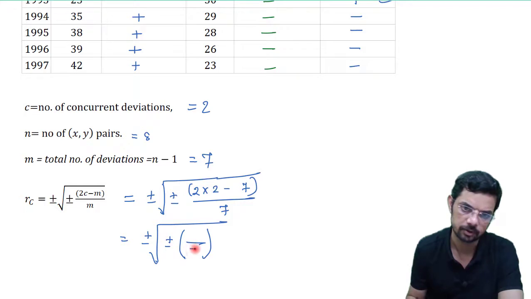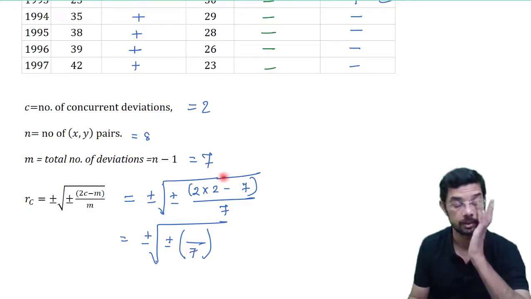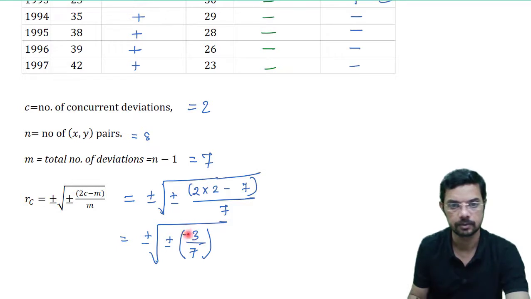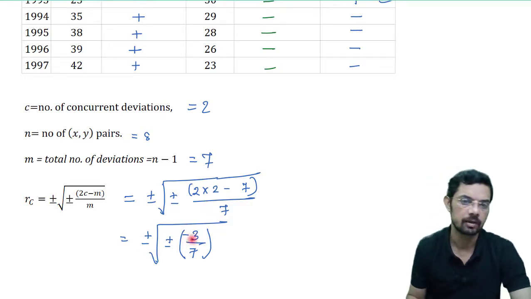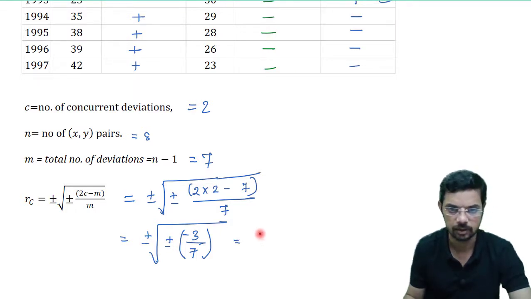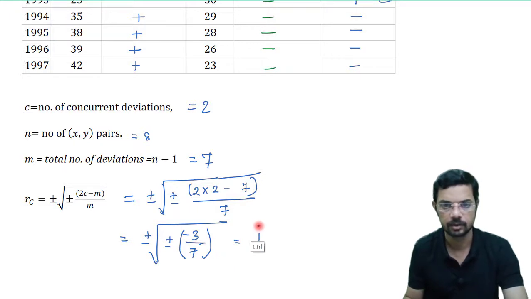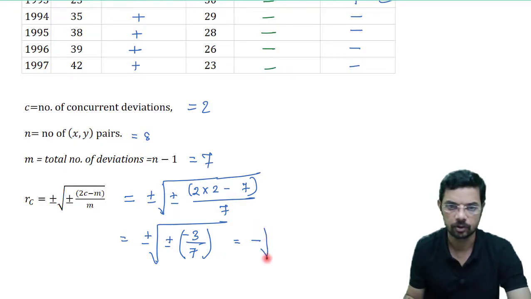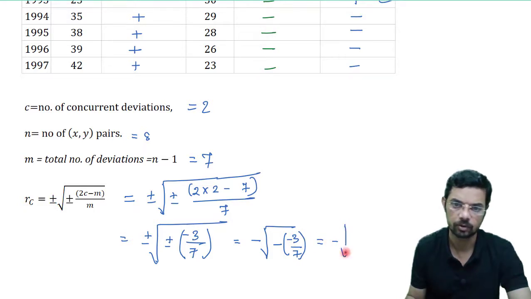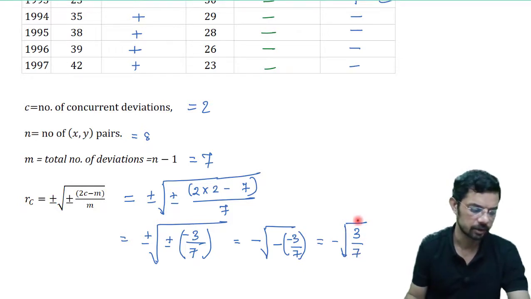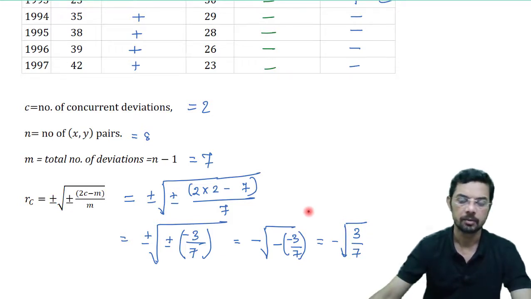The numerator is 4 minus 7. What is 4 minus 7? It is minus 3. So inside we have a negative sign, so both here and here we will take a negative sign. So what we have is minus of square root of negative 3 by 7. So finally we have negative square root of 3 by 7. This can be calculated, and here there is a negative correlation between price and demand.